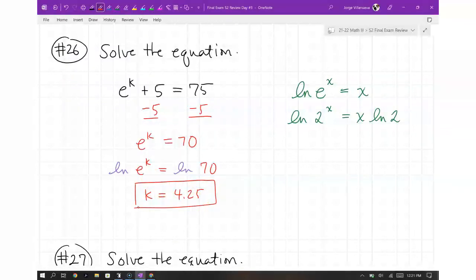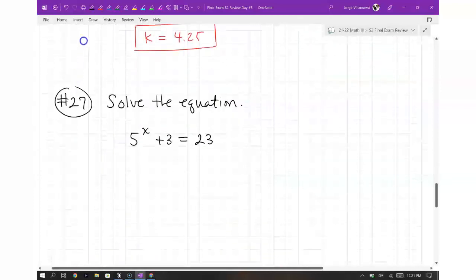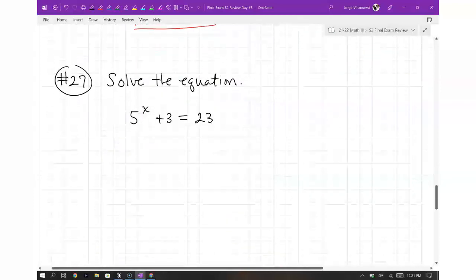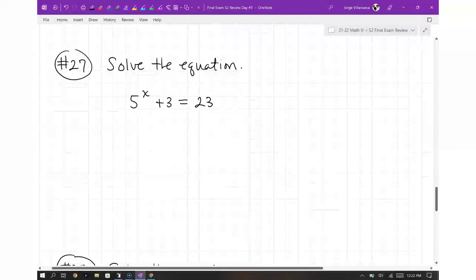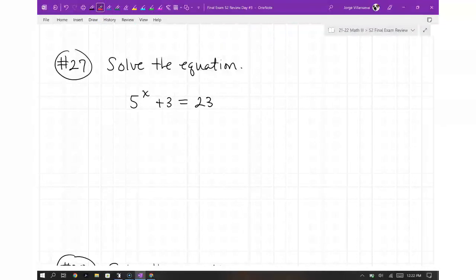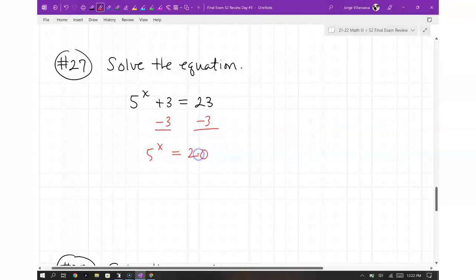Okay, this next problem is very similar. Solve the equation 5 to the x plus 3 equals 23. We're going to move that 3 out of the way. We're going to try to get that x variable down by using natural logs, okay? I'm just giving you guys a little bit of time to write that down. So here we go. Let's subtract 3. So 5 to the x equals 20.